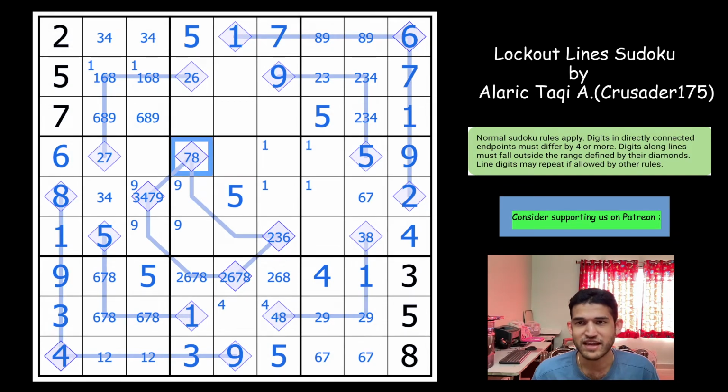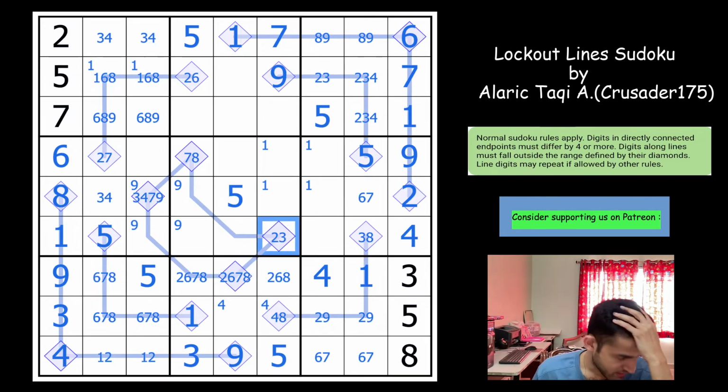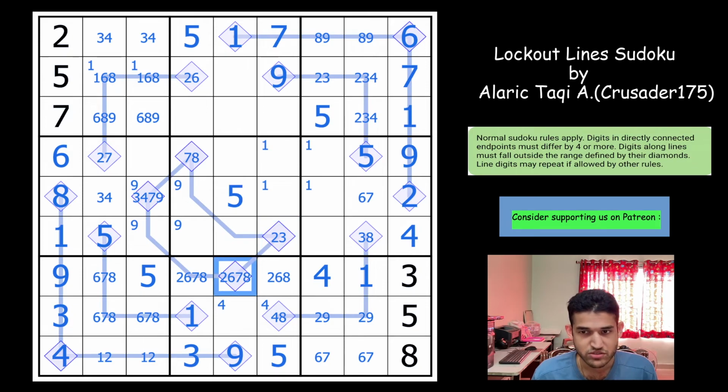Exquisite deductions, guys. Alaric Taqi, an excellent Sudoku this is. So which means I can eliminate the 6 here. That's 2 or a 3. And now we're almost getting close to completion. Okay, these are connected, right? What was I thinking? The difference must be at least 4. So this is not a 2. And 7, 8. So this is not a 7 or a 9. That must be 3 or 4.